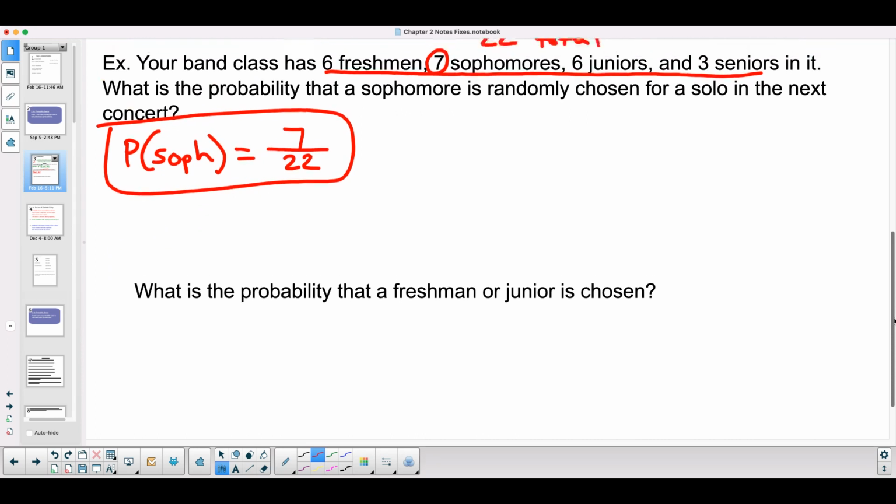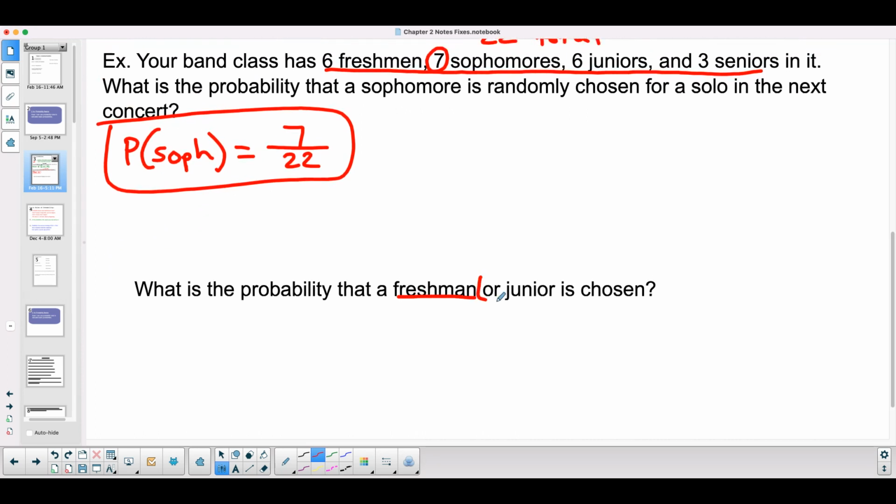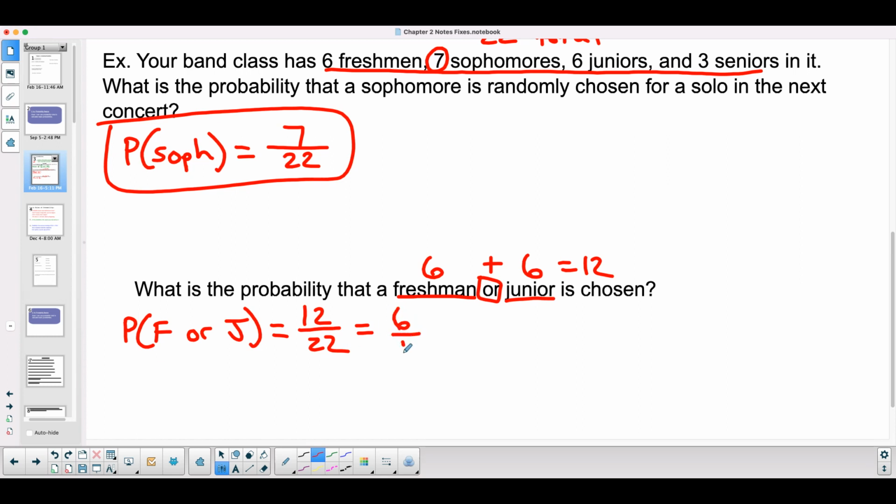Then they have an add-on question to that one. What if we want one or the other? What if we want a freshman or a junior? Remember last chapter, this word or meant to add some stuff together. So that would be the probability of freshman or junior. We're just going to add up the freshmen and the juniors. If there's 6 freshmen and 6 juniors, that's just 12. So that's 12 of the people. There's still 22 total people that could get picked. We can't leave it like that because that's not reduced. So 12 out of 22 is not an acceptable answer. We would divide both of those by 2 and get 6 out of 11.